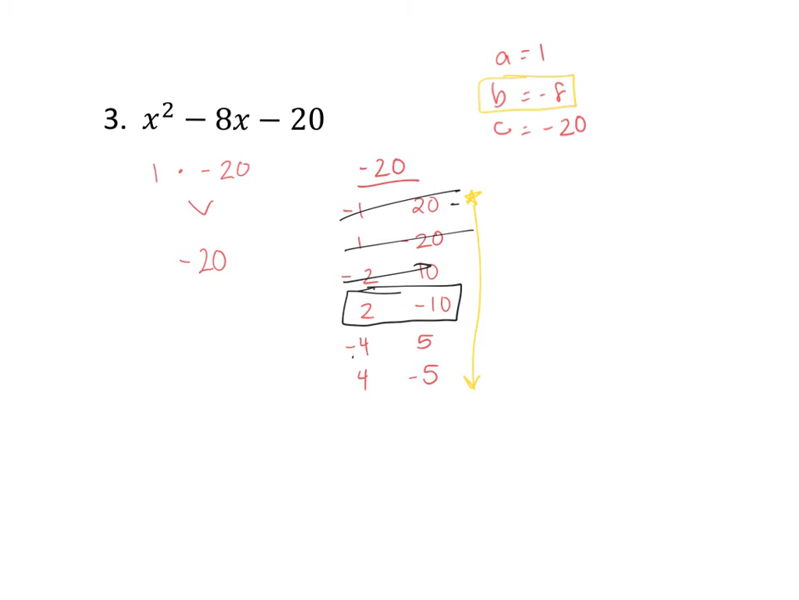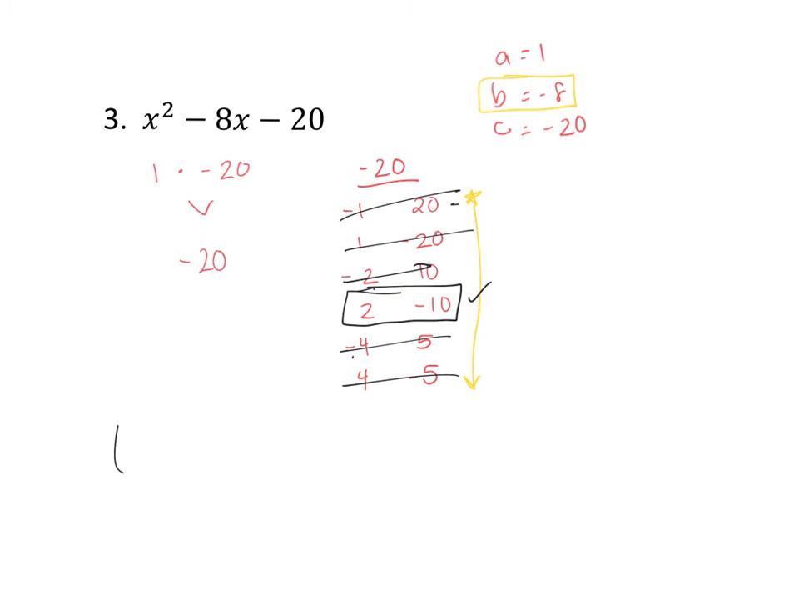Is negative 4 plus 5... negative 4 plus 5 is a positive 1, not negative 8. And 4 plus negative 5 is negative 1, not negative 8. So we found our pair. Okay? That's the factor pair we are choosing.